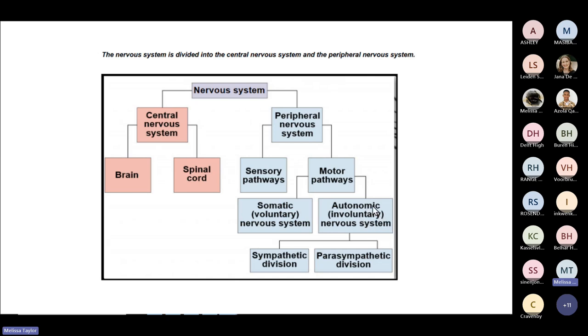And this autonomic nervous system is further divided into the sympathetic and the parasympathetic division. So your sympathetic division is what is going to get things moving or things happening faster. So increased breathing rate, increased heart rate.